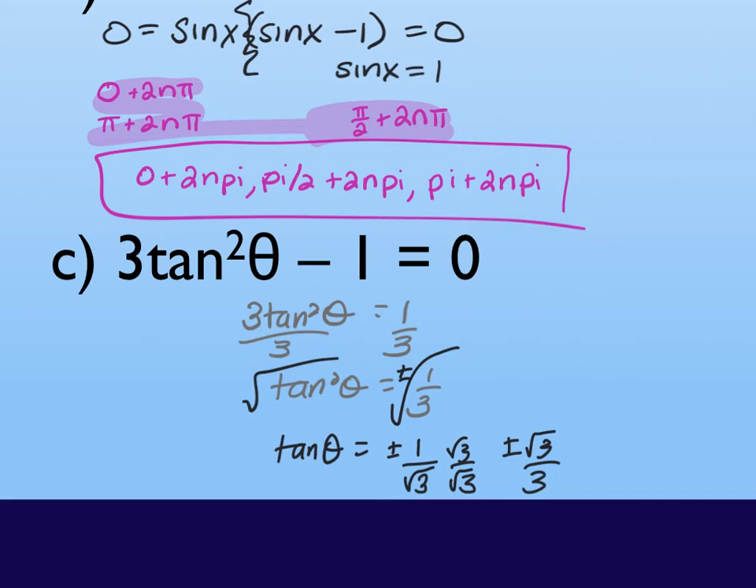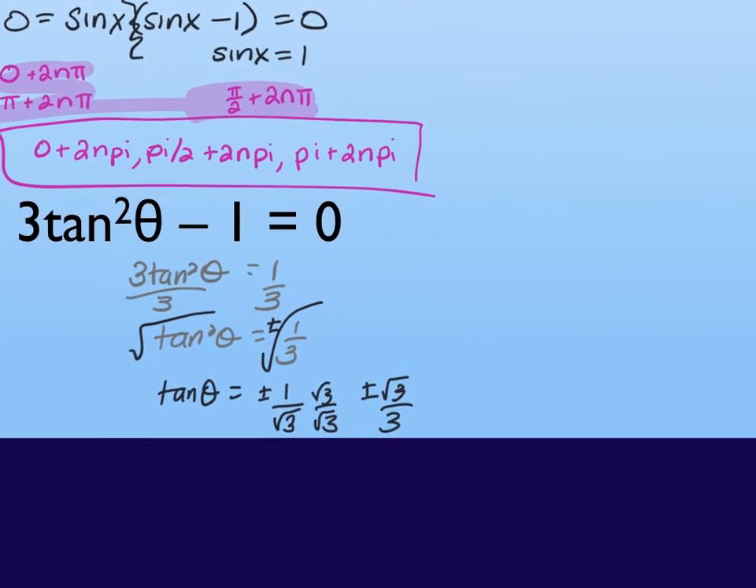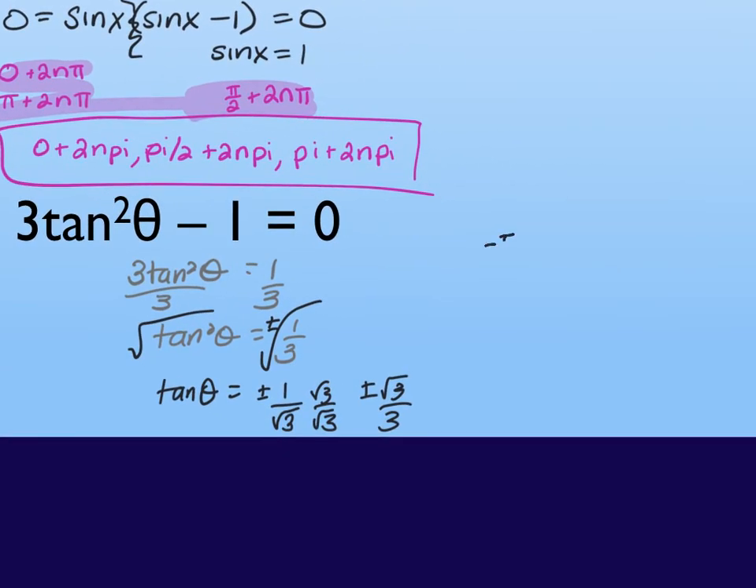So remember, tangent, we're looking at the right side, right? The negatives and the positives, but that's positive and negative. So it's both negative pi over 6 and positive pi over 6 plus n pi. Questions on those?